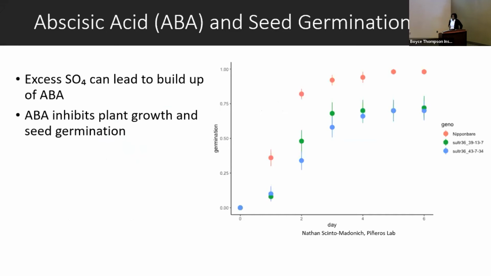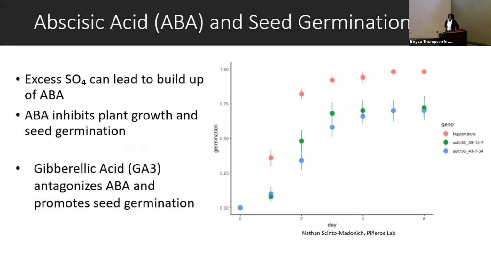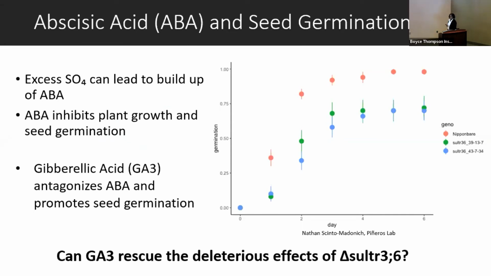So like I mentioned before, we know that abscisic acid inhibits plant growth and seed germination, but we also know that gibberellic acid antagonizes abscisic acid and instead promotes seed germination. If the addition of GA3 can rescue the deleterious effects of the Sulfur 3,6 genotype, then we'd also expect to see higher levels of elemental sulfur and sulfate in the mutant seeds.